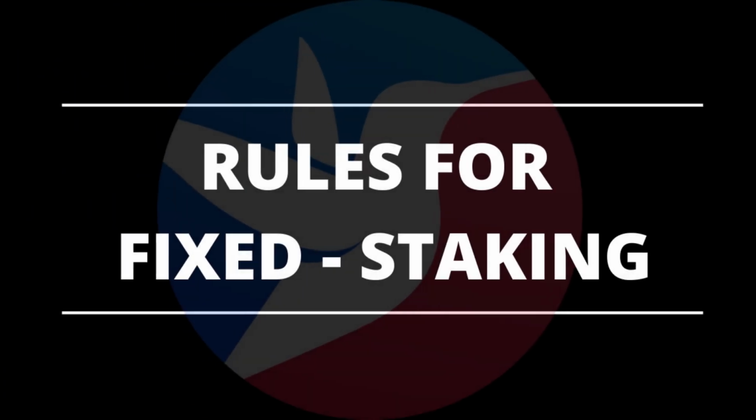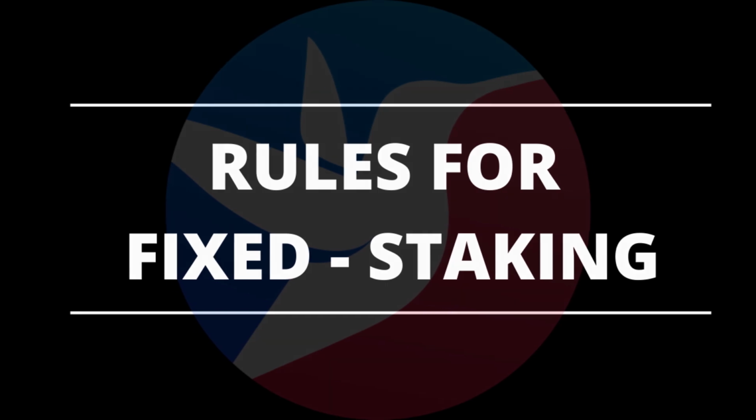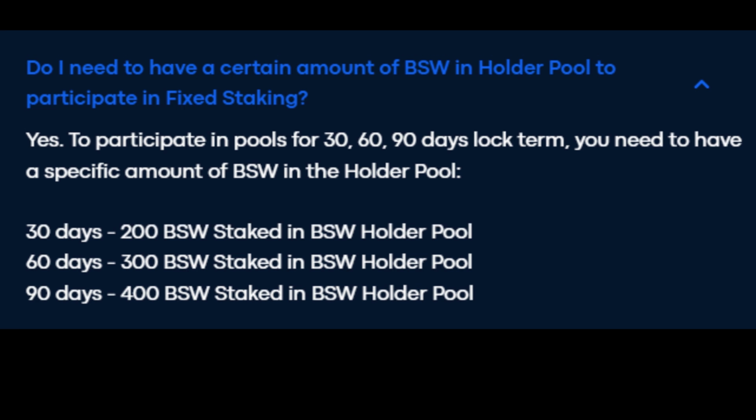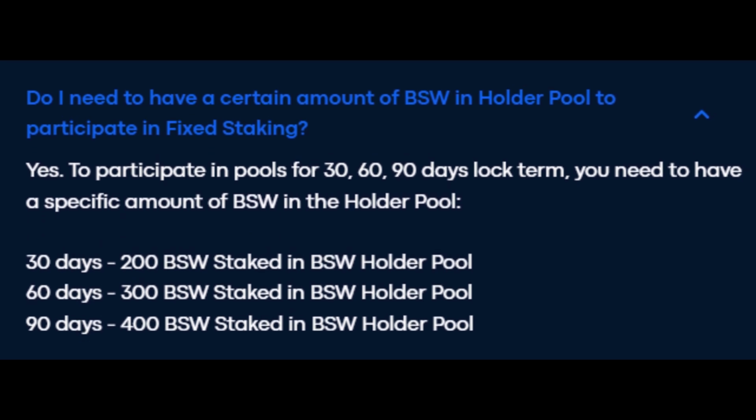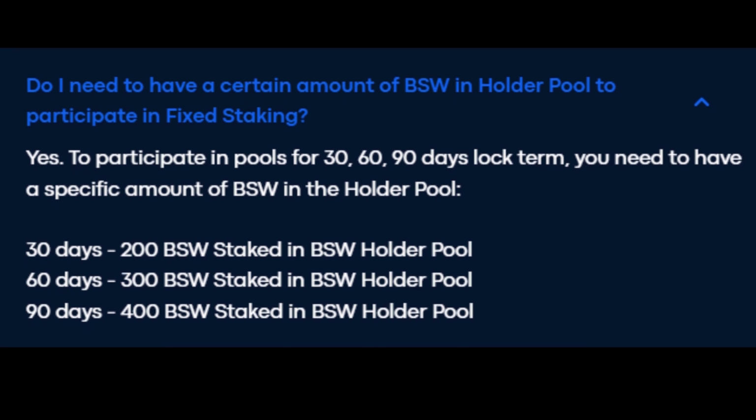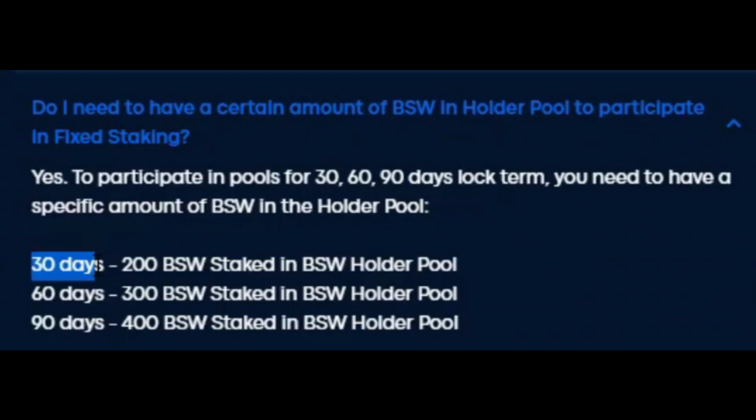Let me now talk about the rules which you need to fulfill before we can actually proceed for fixed staking. The very first rule says, depending upon the duration which you wish to stake, you first need to hold a specific amount of BSW token in the holder pool. For an example, if you wish to participate in the fixed staking for 30 days, then you need to stake at least 200 BSW in the BSW holder pool.